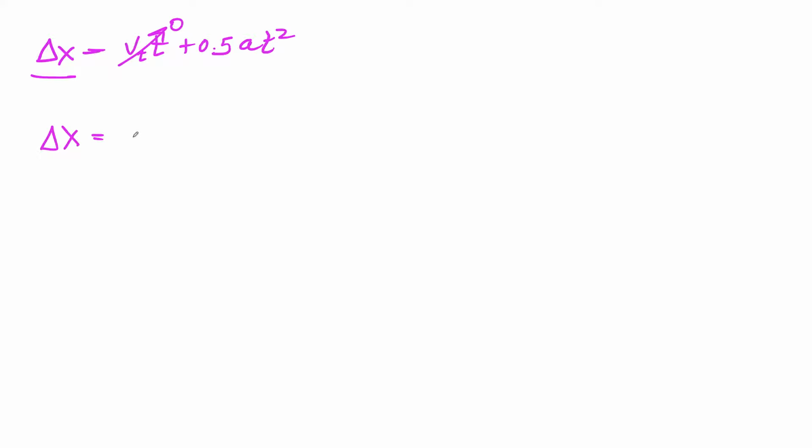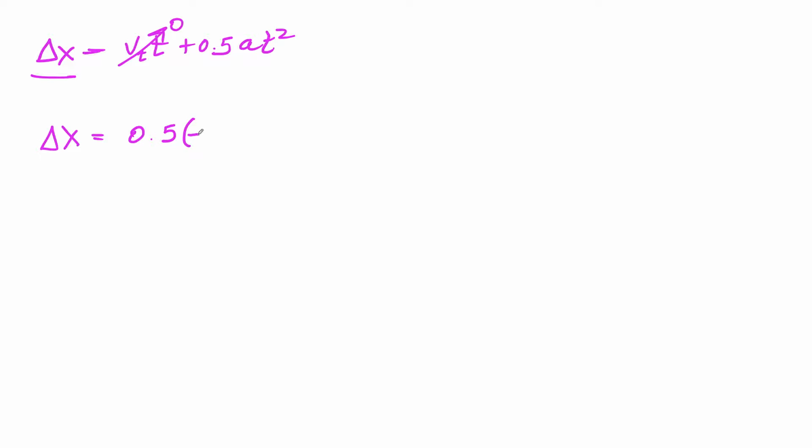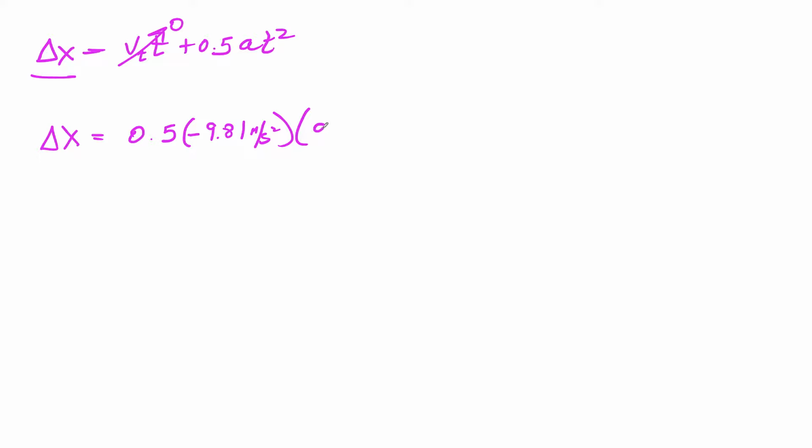Now, 0.5 times the acceleration. Well, we're given that. Let's go back over here. That's negative 9.81 meters per second squared, and we're going to multiply that by the time. Now, the time is going to be 9.56, and don't forget to square it. So here's the equation. It's fairly simple. No changes, no converting. So let's take a look at how we're going to calculate the answer.